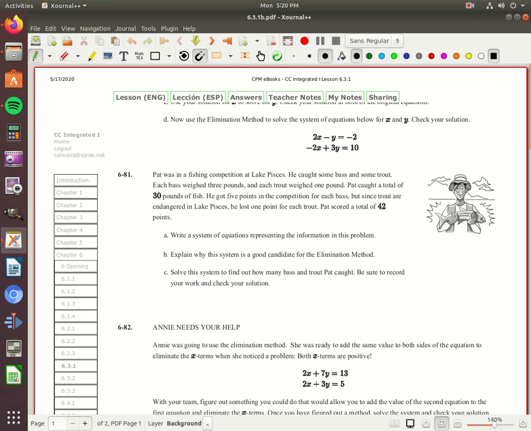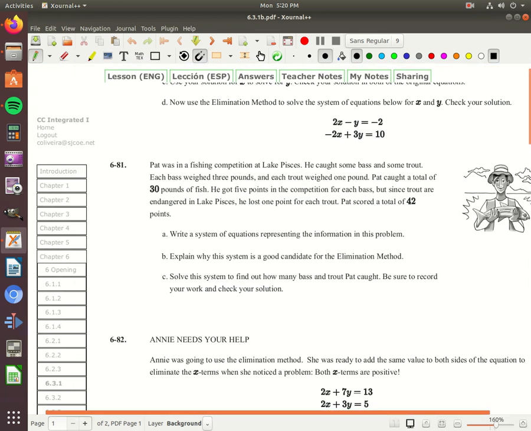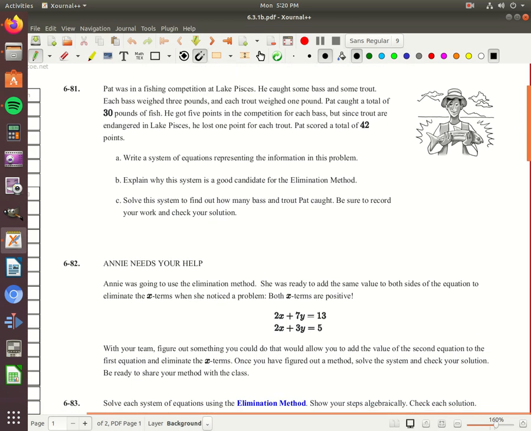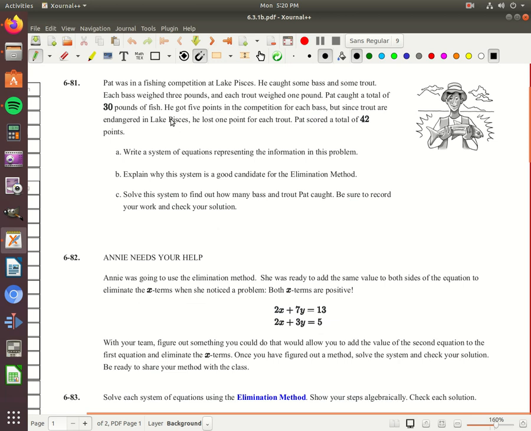And we will solve problem 681. So Pat was fishing in a lake competition at Lake Pisces. He caught some bass and some trout. Each bass weighed 3 pounds. Each trout weighed 1 pound. He caught a total of 30 pounds of fish. He got 5 points in competition for each bass, but since trout are endangered, he lost 1 point for each trout. He totaled a score of 42 points.